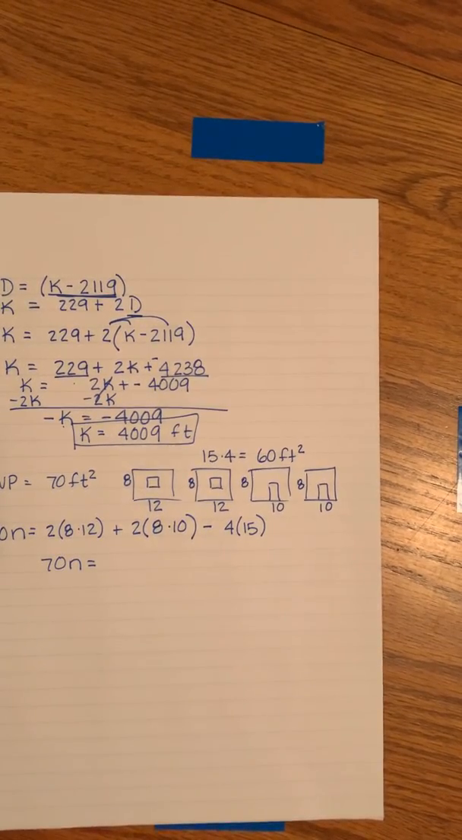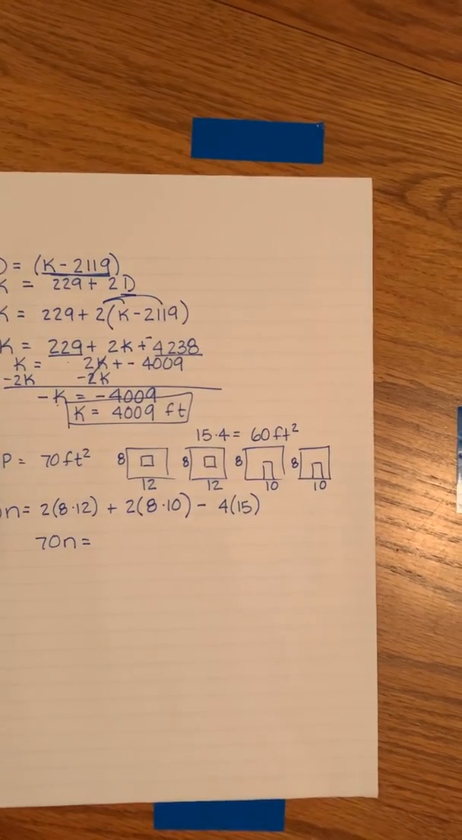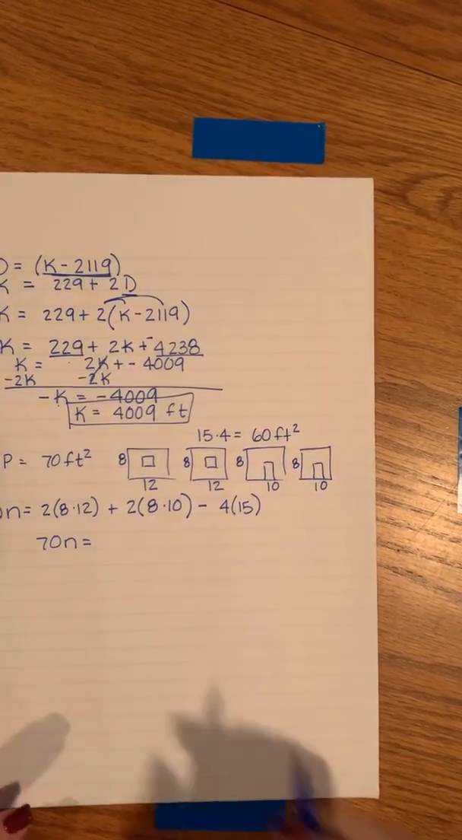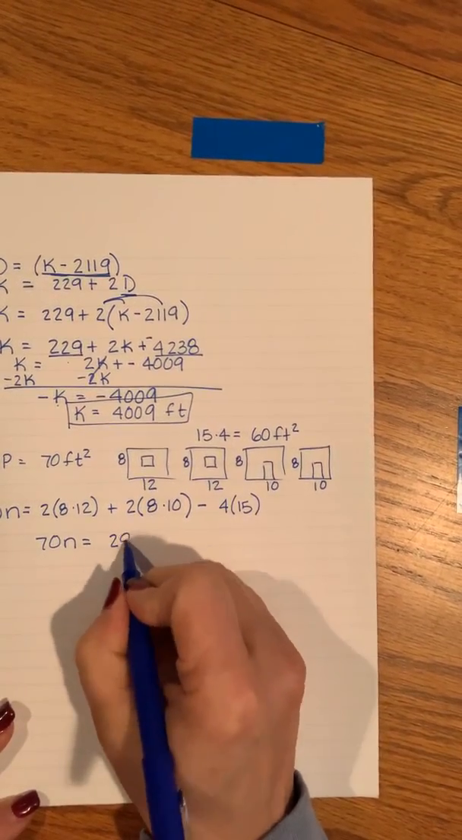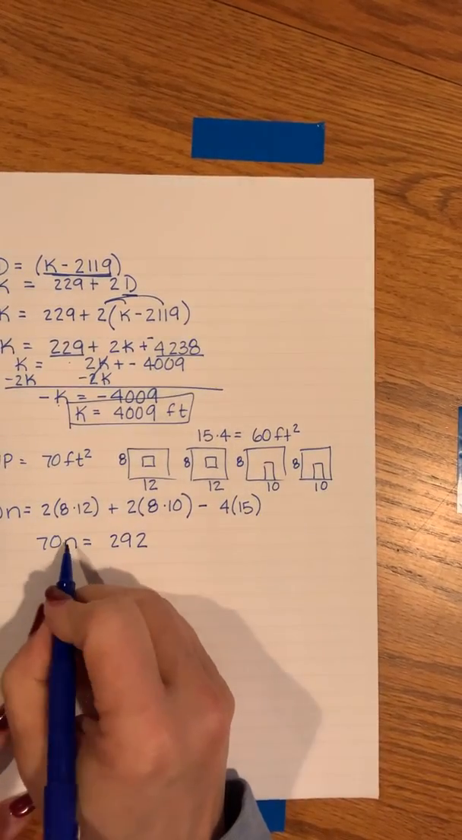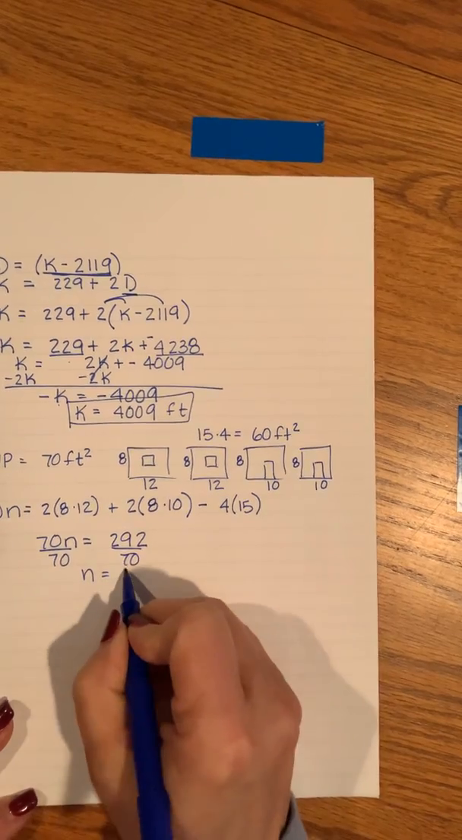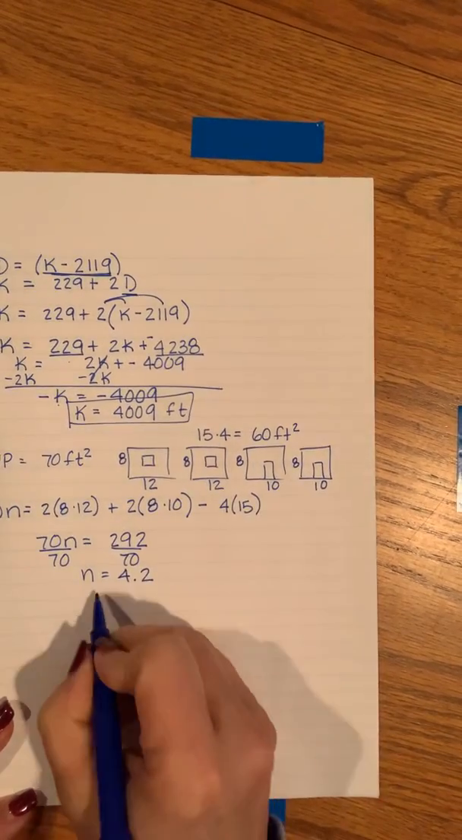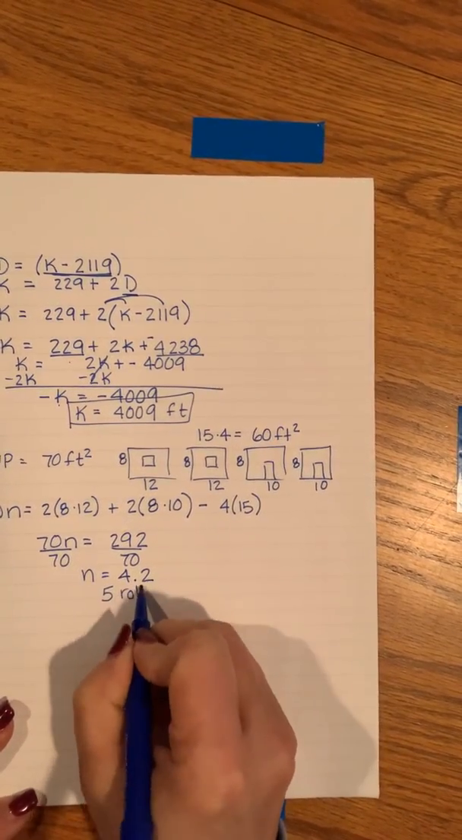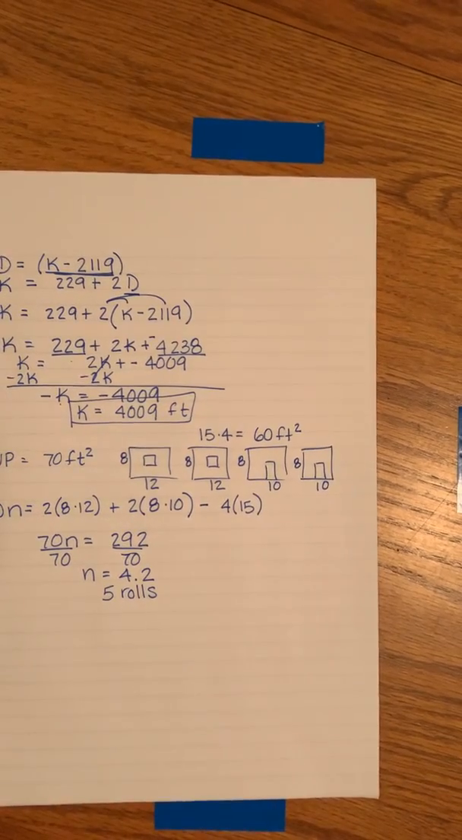It's a really long equation. I type all of that into the calculator, or one part at a time if you don't have one that does order of operations, and you will get 292. You then divide both sides by 70, and it comes out to 4.2 something, but because it's rolls of paper, if you only have 4, you won't have enough, so you need to have 5. Okay?